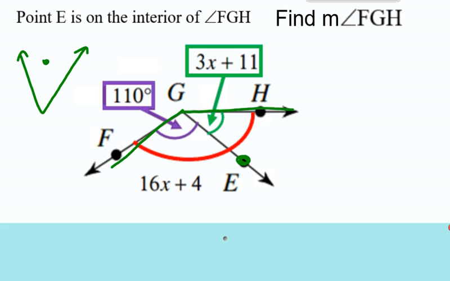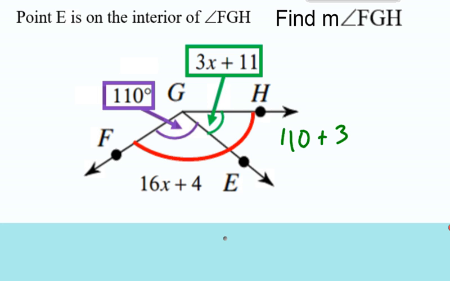Now I'm given some information here, so this is really no different than what we just did. I'm going to say that 110 degrees plus 3x plus 11 is equal to 16x plus 4, and then you could go ahead and finish up that equation solving on your own. So pause a minute to take care of that, please, and then come back.